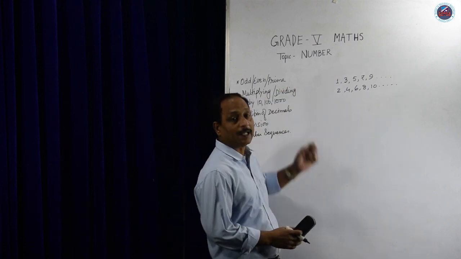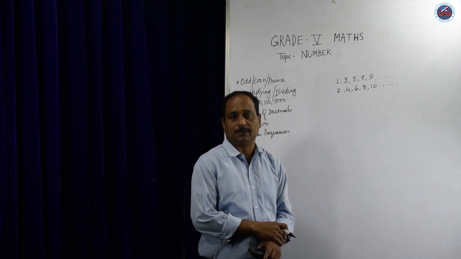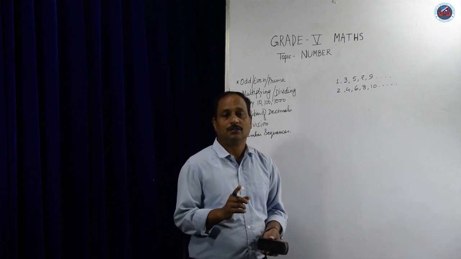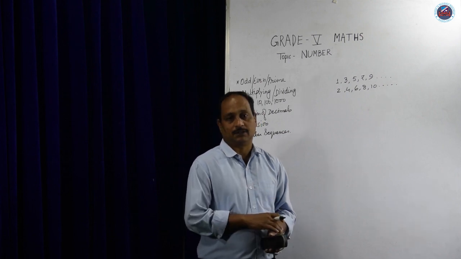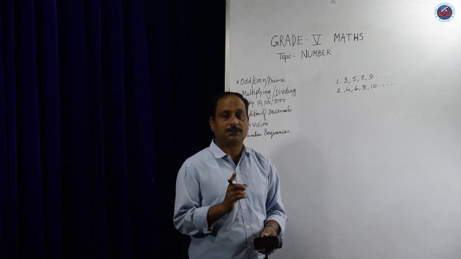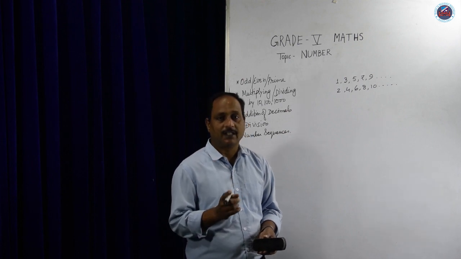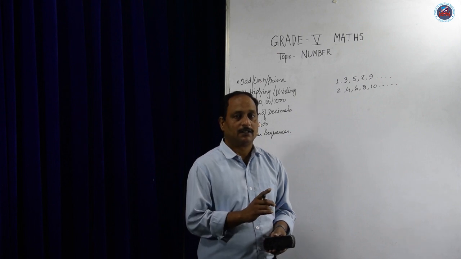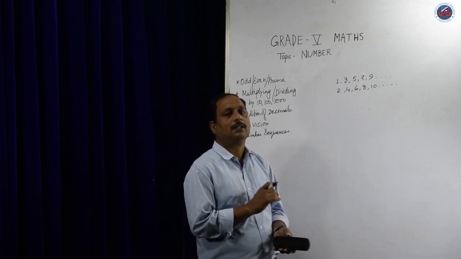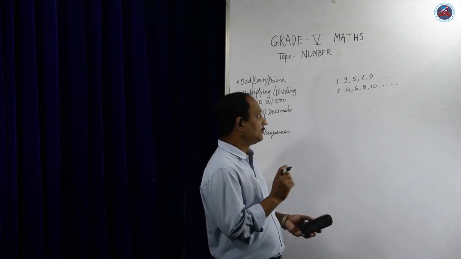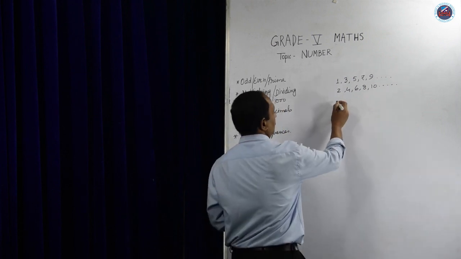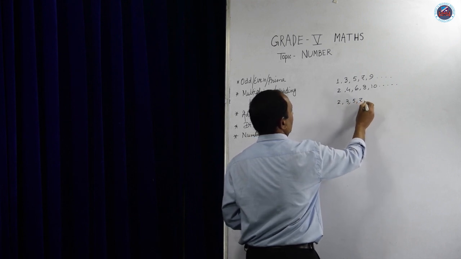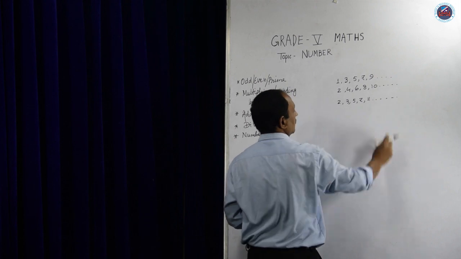Now, let us come to prime number. What are prime number? The number which is not divisible by 2 and any other number. Means the number which is divisible by itself and 1. That type of numbers are called prime numbers. Prime numbers are starting from 2, 3, 5, 7, 11 and so on.